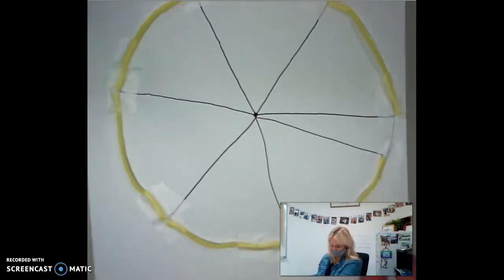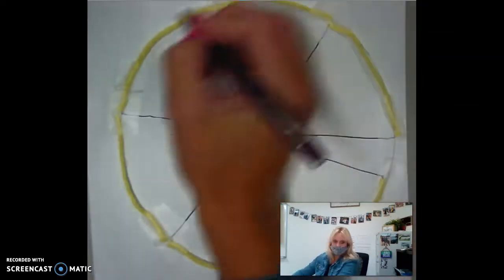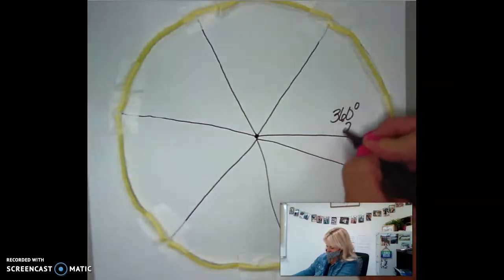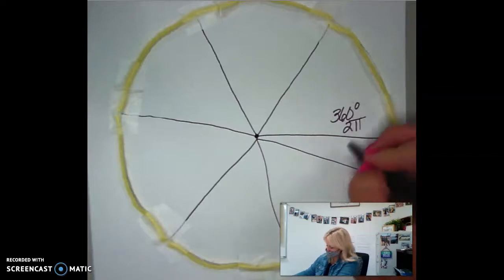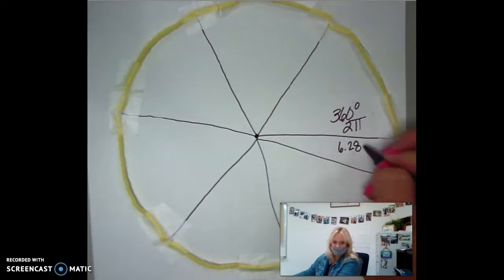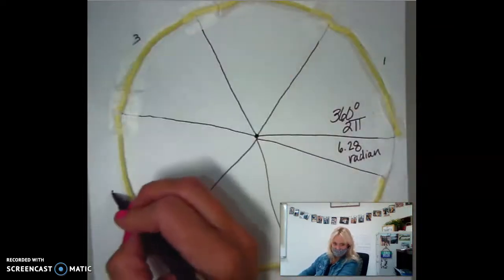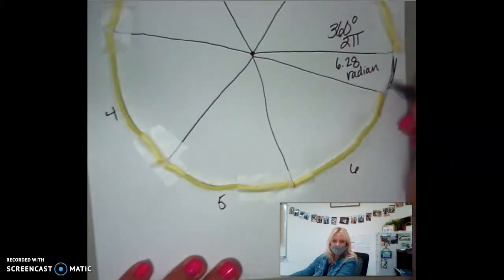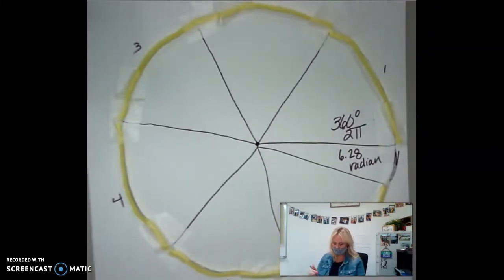Well, what did we learn about radians? We learned that radians all the way around was 360 degrees or 2 pi. Okay? Well, what else do we know 2 pi is equivalent to? 6.28 radians. And that's where this comes from: 1, 2, 3, 4, 5, 6, and a little bit more radians. So I just wanted you to see how the term radians even came to be.